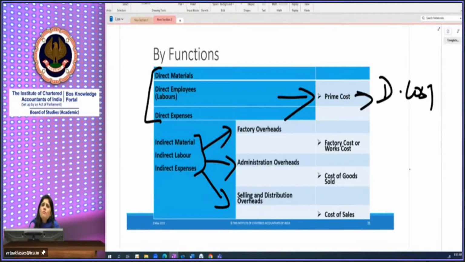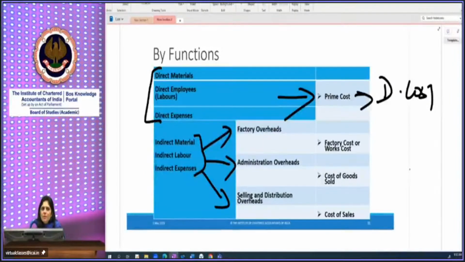Indirect labor, supervisor salary is indirect. You cannot measure how much time the supervisor has given to product A, product B, product C. It's not easy to calculate. So indirect labor, indirect expenses, all those, rent of the factory, lighting of the factory. So the overheads which cannot be allocated to any single product are indirect.